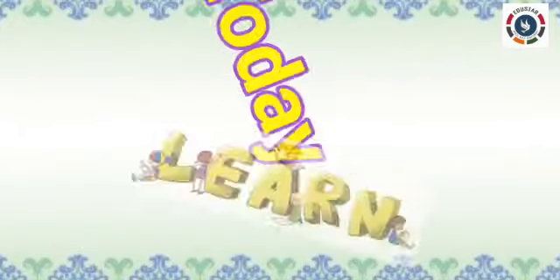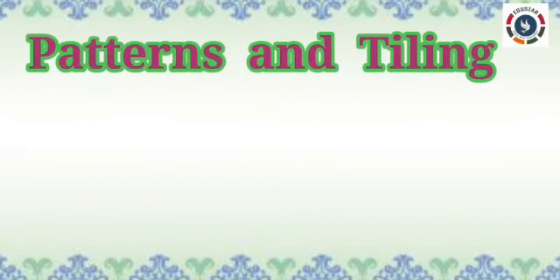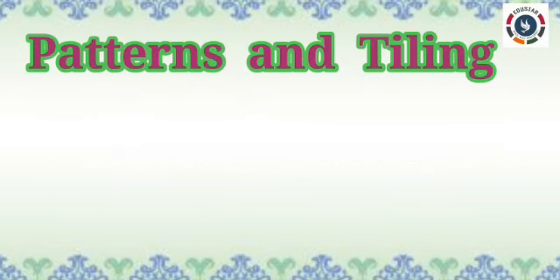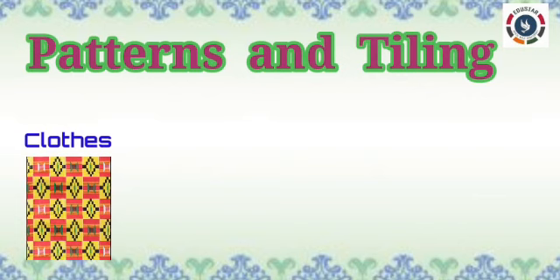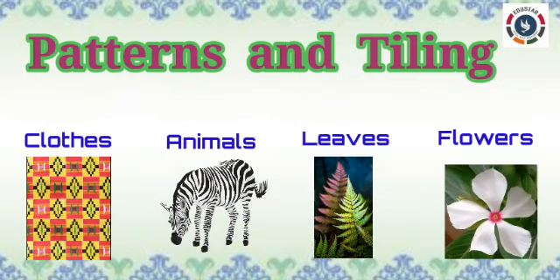Okay, children? Today we are going to learn about patterns and tiling. Already I said the repeating shapes make a pattern. Patterns make things look beautiful. We can see patterns on clothes, animals, and in the way leaves and flowers are arranged in a plant. Patterns can be made in different ways. Let's see.